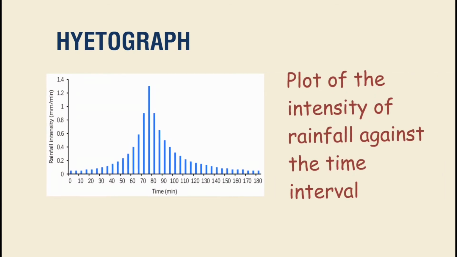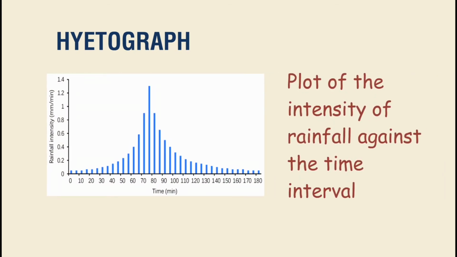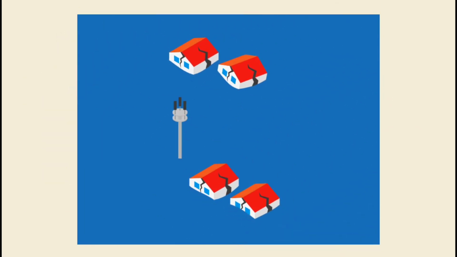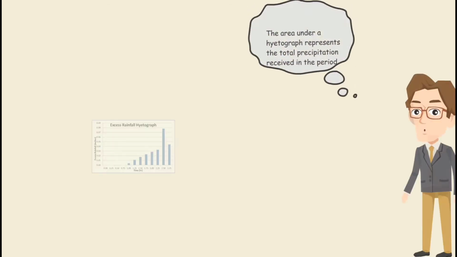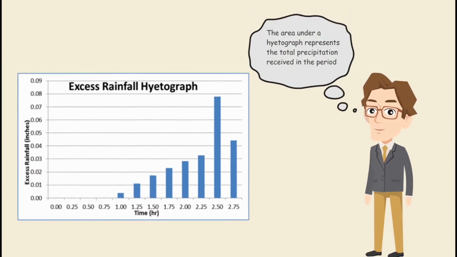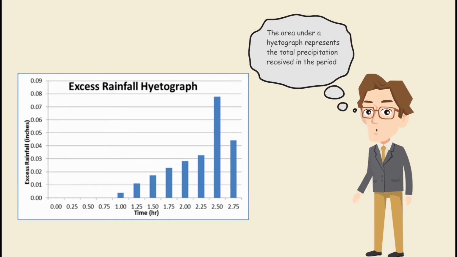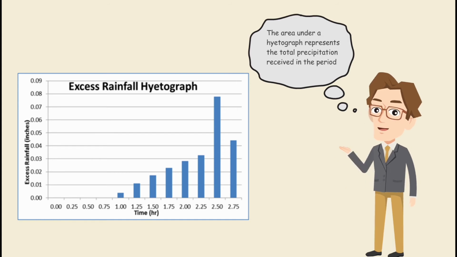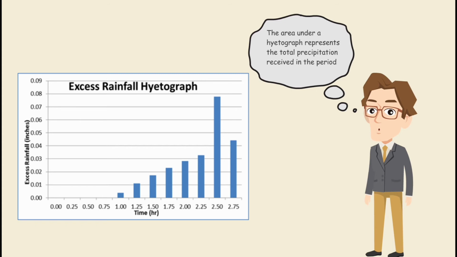A hyetograph is a plot of the intensity of rainfall against the time interval. The hyetograph is derived from the mass curve and is usually represented as a bar chart. It is a very convenient way of representing characteristics of a storm and is particularly important in the development of design storms to predict extreme floods. The area under a hyetograph represents the total precipitation received in the period. The time interval used depends on the purpose. In urban drainage problems, small durations are used, while in flood flow computations in larger catchments, the intervals are of about 6 hours.